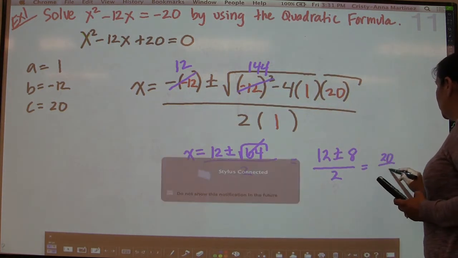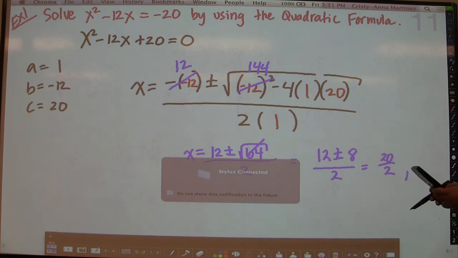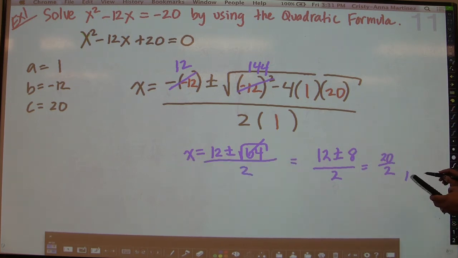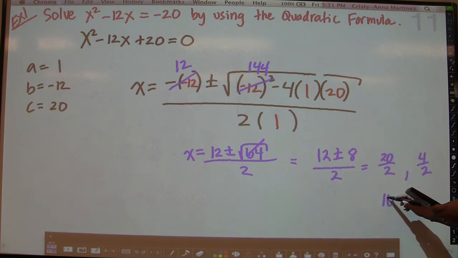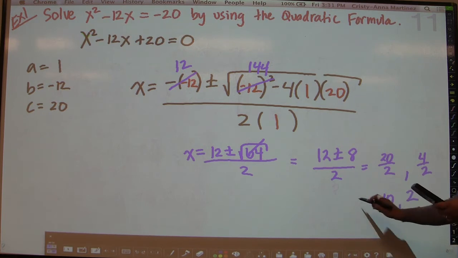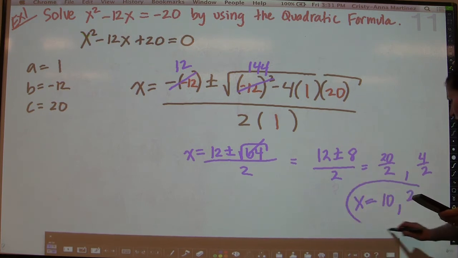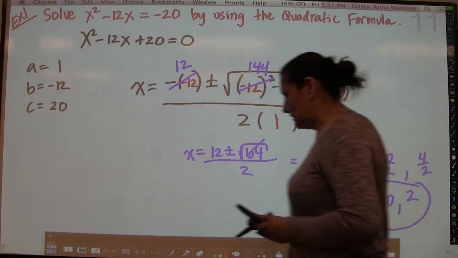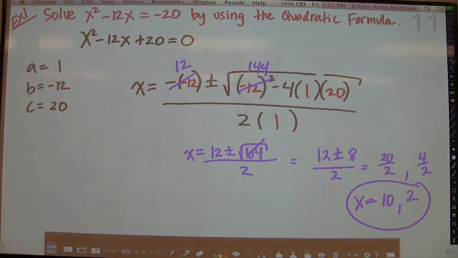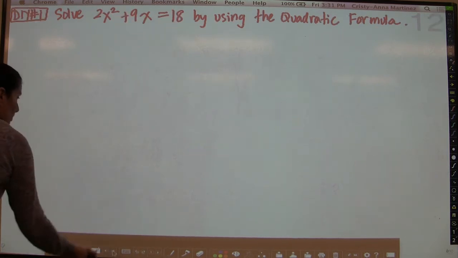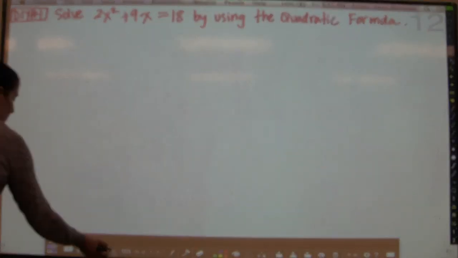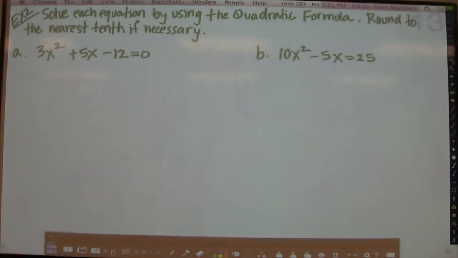So we have 20 divided by 2. And then you have 12 minus 8, which is 4 divided by 2. So your two answers are going to be 20 divided by 2, which is 10, and 4 divided by 2, which is 2. So you get two solutions, as you should with the quadratic, or most quadratics that is. So x equals 10 and 2 for this example. Now we're going to let you do this do-it-yourself question, and then we'll go on to example 2.